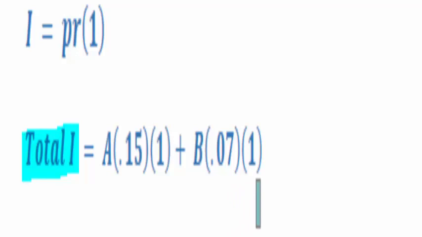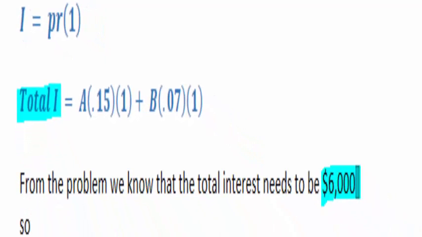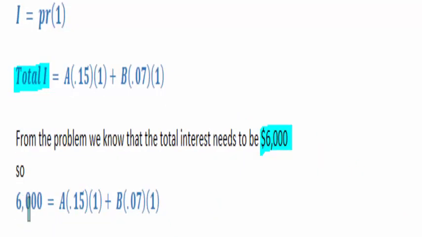We also have to remember that the problem tells us the total interest. It's the amount that Grandma needs. The amount she gets will hopefully be what she needs. She needs $6,000. So we're setting this equation equal to 6,000. 6,000 equals A times 0.15 times 1 plus B times 0.07 times 1.